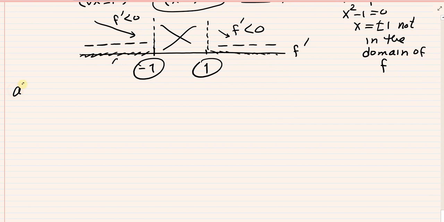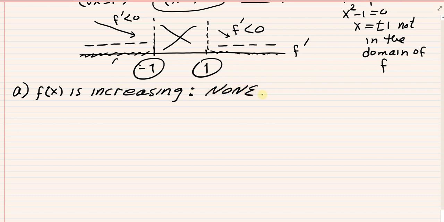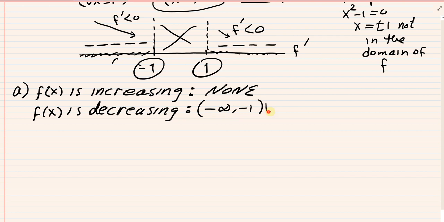Okay, but for now, in part A, the answer to increasing: we're going to say f of x is increasing. Well, is it ever increasing? None. It's not increasing. F of x is decreasing. So where is it decreasing? From -infinity to -1, union 1 to infinity. So this function is always decreasing. And there is no extrema, part B.